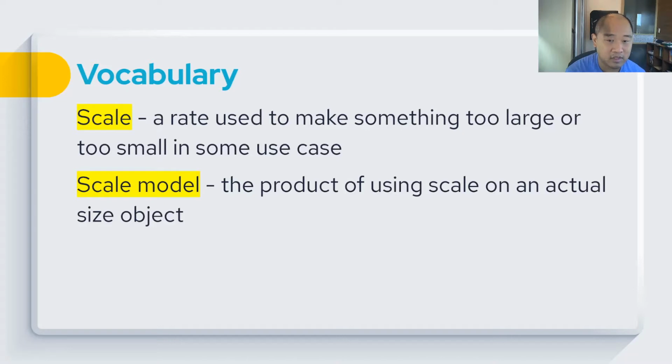Last vocabulary words: scale. A scale is a rate that is used to make something that's too big or too small to be more usable. A classic example of this is a map. A map represents something that's too big to draw in life size, so we shrink it down to scale. The scale model is the product of using a scale on an actual size object. Again, we can use a map, or a globe, or a skeleton, or a model heart, or a model of an ant, or an atom. It's just a real life application of using proportions.